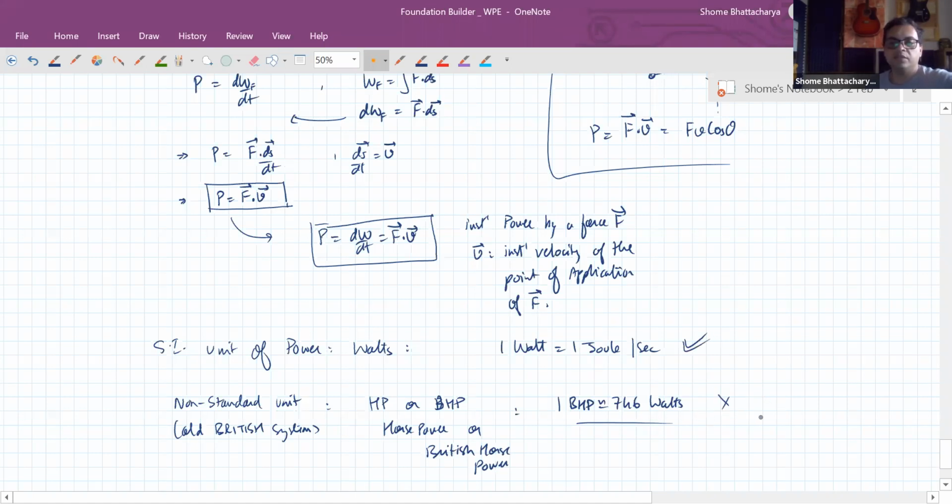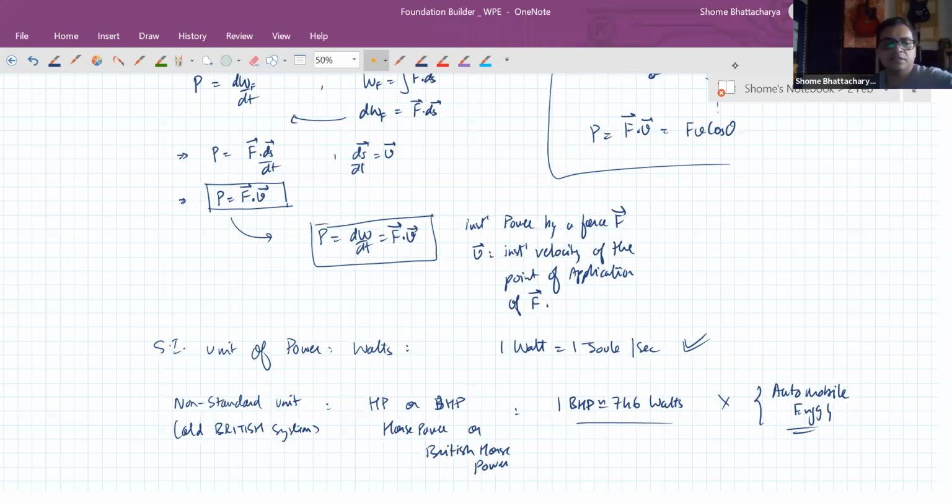You might have heard it in the automobile industry. In automobile engineering, this term is used, British horsepower or horsepower. It is not followed by any of the standards. It's not a standard system. It's not part of a standard system of units. The SI unit is the standard international unit. It's not part of that standard set of units, so it's a non-standard unit. It's just a matter of convention that that unit is not used in the standard system.